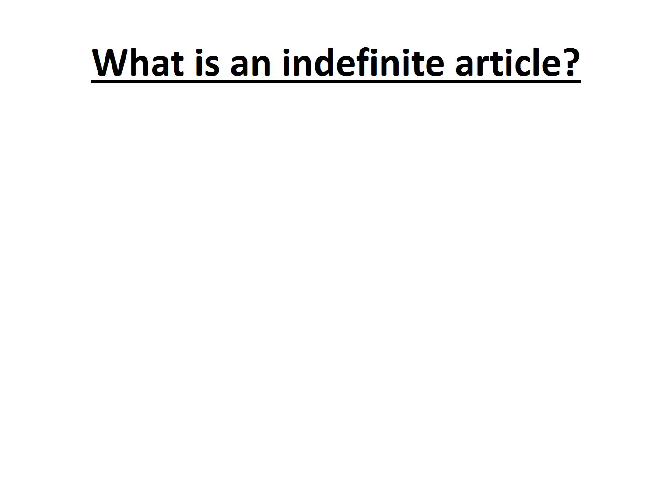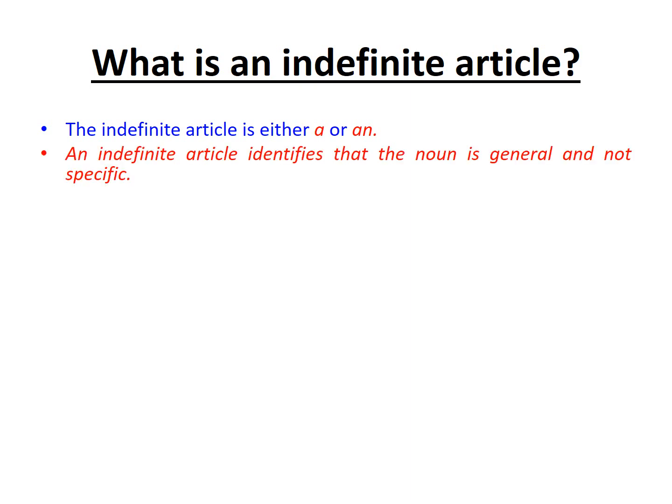So what is an indefinite article? Well, a or an are indefinite articles. An indefinite article identifies that the noun is general and not specific. So if the word after the indefinite article begins with a consonant or a consonant sound, that's any letter other than A, E, I, O or U, you should use the indefinite article a.